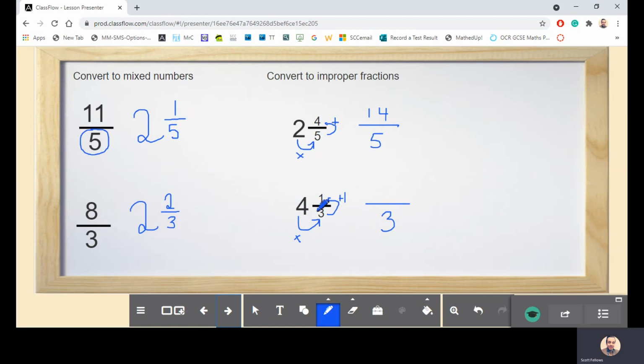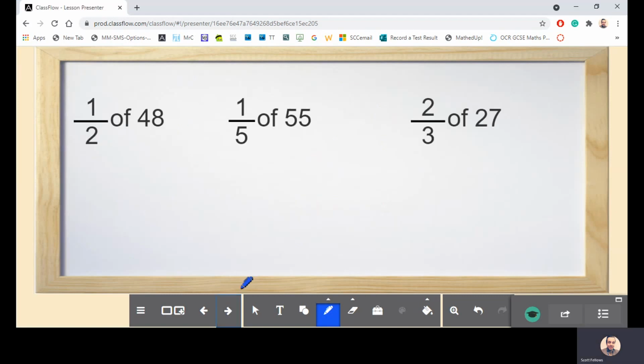So 4 and a third. So 4 times 3 is 12. Add the 1, and it was 13 over 3. Okay, you can make these up and practice these. There's no trick to them, so just make them up if you want more practice, and then try and convert them between. Okay, moving on to using fractions then.